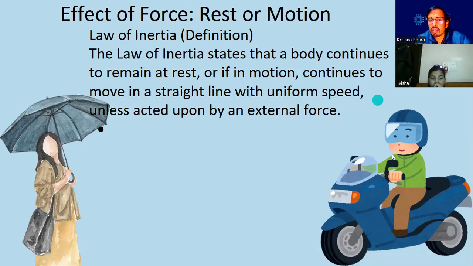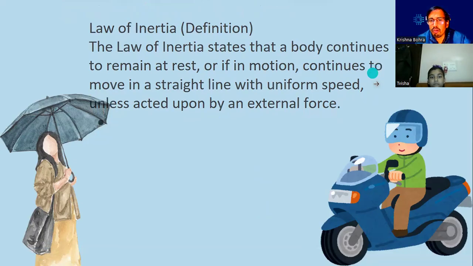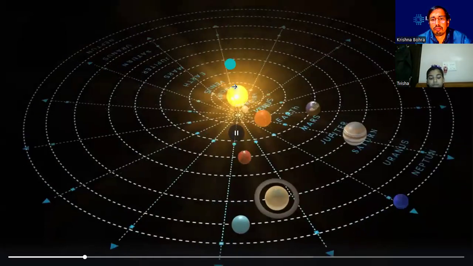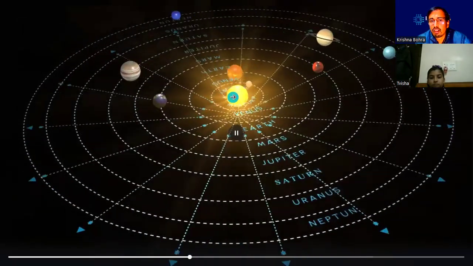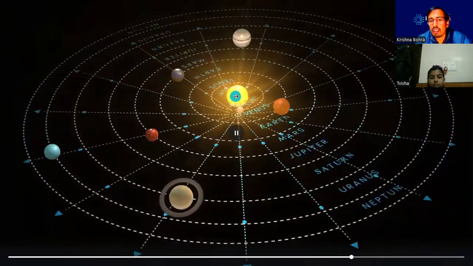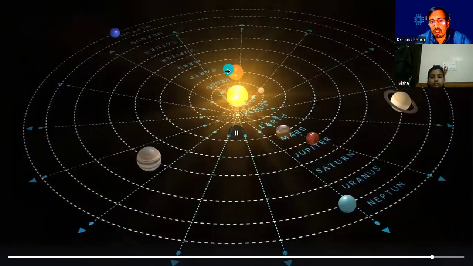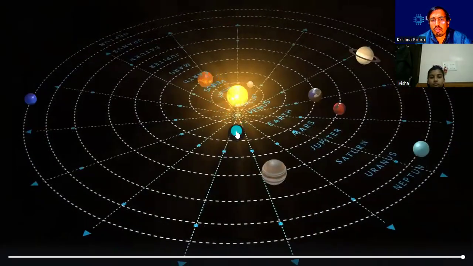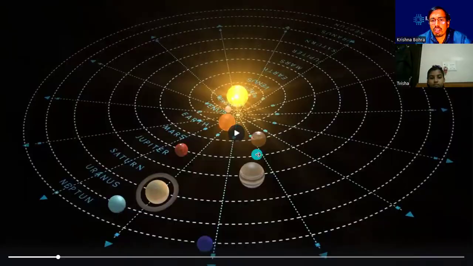So in physics, generally inertia means that if something is in motion, it wants to remain in motion, or if it is at rest, it wants to remain at rest. That is basically inertia. Now we look at our solar system, and we know there is the sun at the center and there are planets around it which rotate at various speeds, different planets rotating at different speeds. Now the question is, why do these planets rotate?